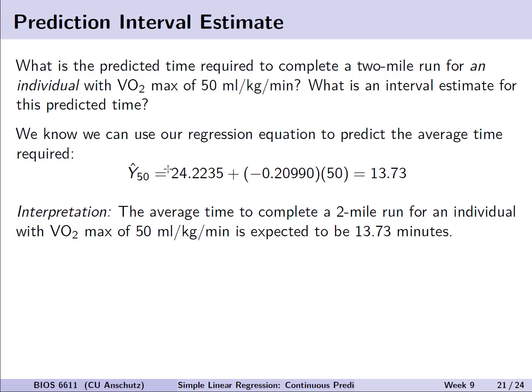This then leads us to a related and similar question for the prediction interval estimate, where we may wish to ask instead, what's the predicted time required to complete a 2-mile run for an individual who has a VO2 max of 50 milliliters per kilogram per minute? And then what's an interval around that time for an individual? Again, it turns out that the predicted fit will be the exact same value for an individual as it will be for the entire group. So the average time to complete a 2-mile run for an individual with a VO2 max of 50 will also be expected to be 13.73 minutes.